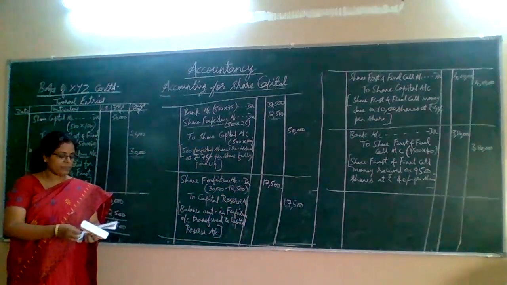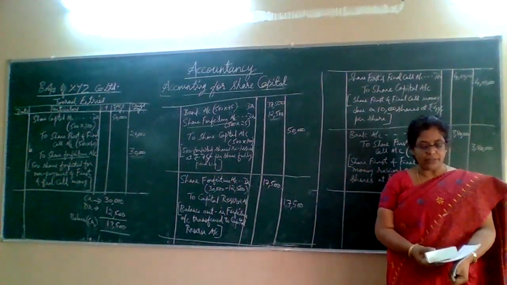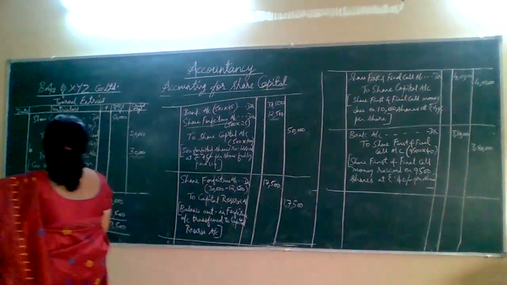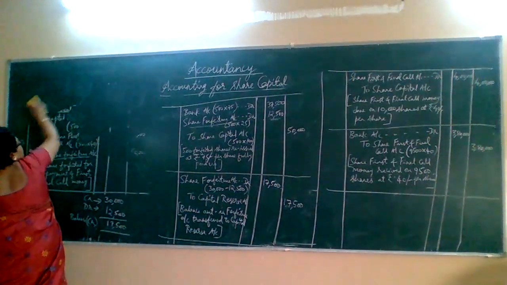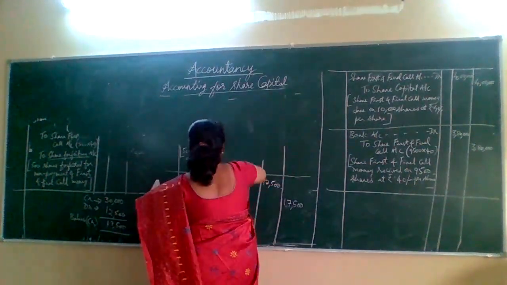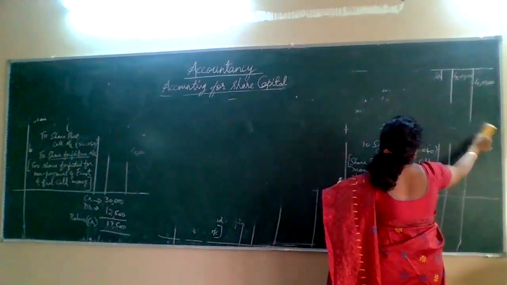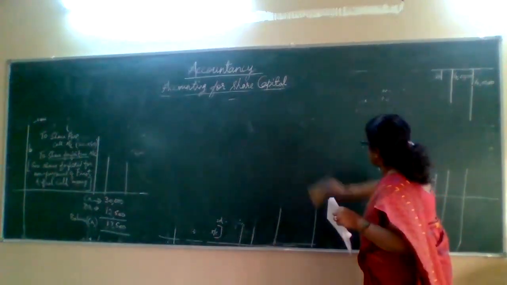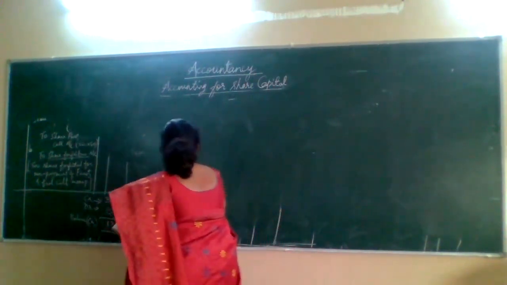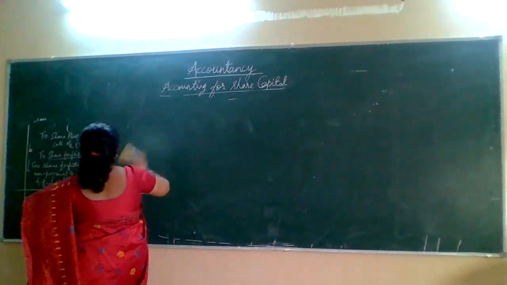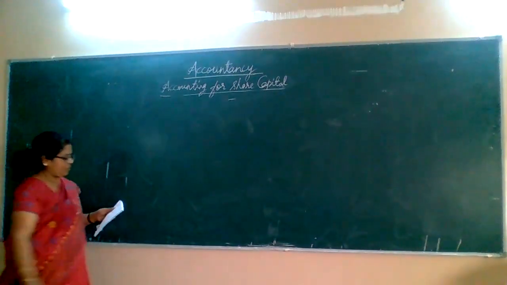So this concept is clear. The next problem will be on under subscription. Under subscription, one problem I'll show you and we'll complete this chapter. Under subscription is where the number of shares issued is more than the number of shares subscribed. The number of shares subscribed by the public is less. So let us see how to pass journal entry in the case of under subscription.